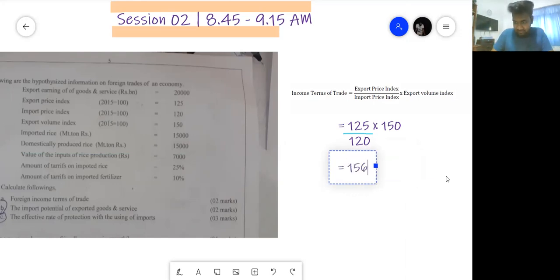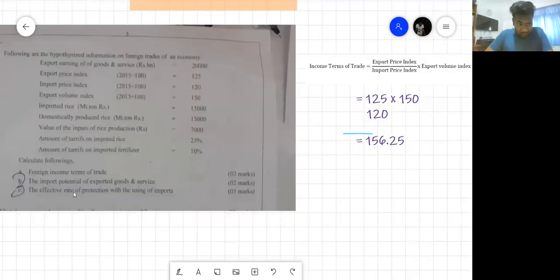156.25. Okay, 156.25. So that is your income terms of trade. Simple number there.